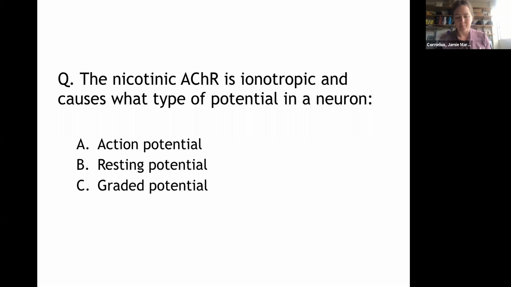Okay, hopefully you came up with graded potential there. C is the correct answer. So the nicotinic, remember, any of these neurotransmitter receptors are typically located on the postsynaptic membrane, which is on the dendrites. And so if you're in the dendrite and you're on a postsynaptic membrane, you're thinking about graded potentials.